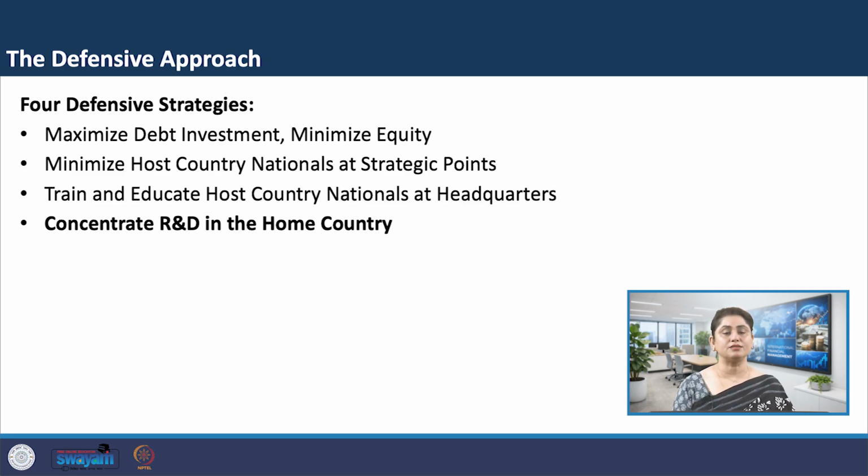And the fourth is to concentrate all R&D activities in the home country and never in the foreign subsidiary country. Intellectual property that drives the firm's competitive advantage must remain securely within the home country's legal jurisdiction. If the subsidiary is expropriated, the firm loses the physical assets, but it retains its proprietary technology, its patents, its trade secrets, and the capacity to replace the operation elsewhere.